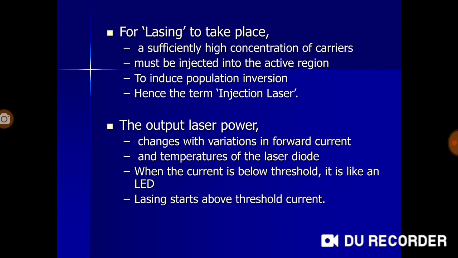Next is output laser power. When the output of the laser diode comes in, that power depends upon two things: the forward current and the temperature of the laser diode. Two things determine the output laser power. When the current is below threshold, it is like an LED, and only after the threshold current appears does the laser start its output as laser output. Otherwise it is behaving like a normal LED.